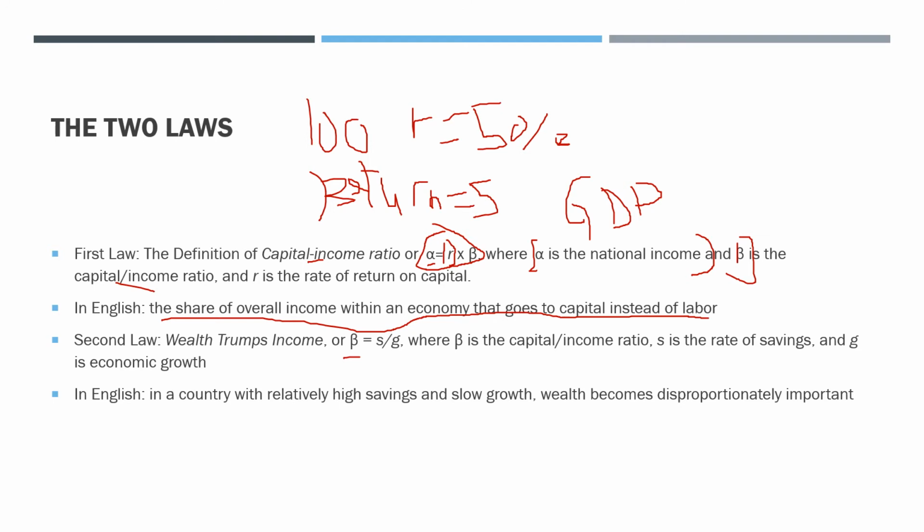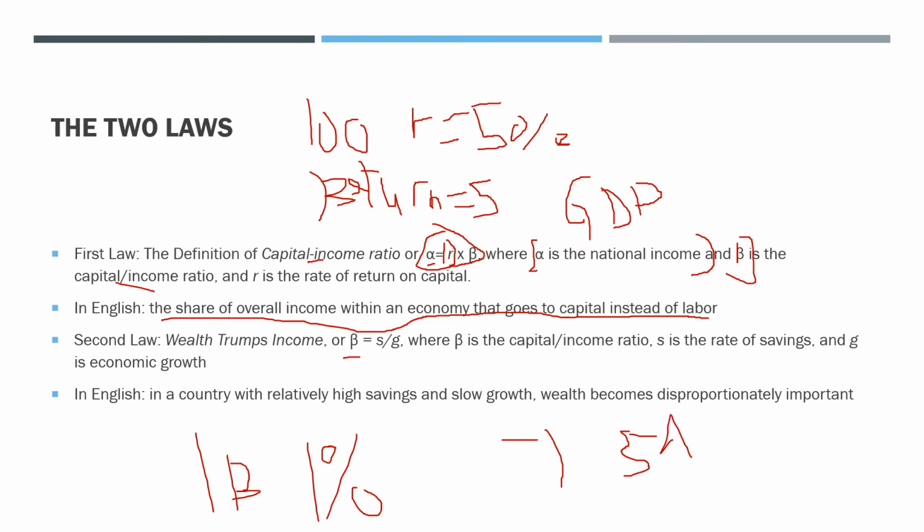S is the rate of saving. Basically, if the economy produces, say, $1 billion in the year, and the rate of savings is 1%, then the savings is 1% of 1 billion. And G is the economic growth. So the growth, for example, in COVID is slow growth or negative growth. It might be negative 1%, it might be 5% in a year, things like that.